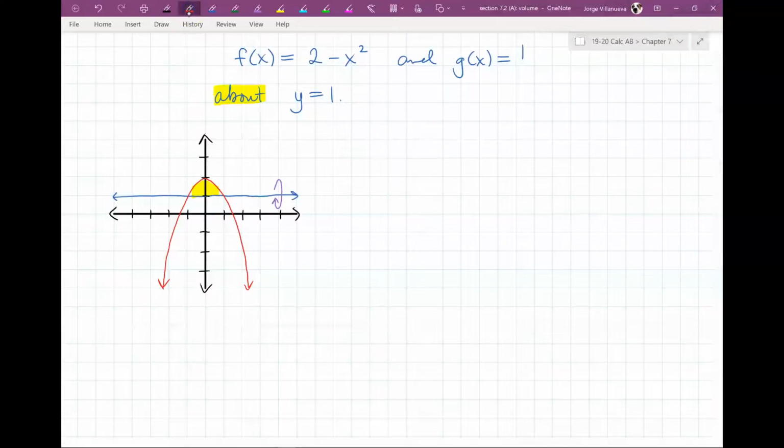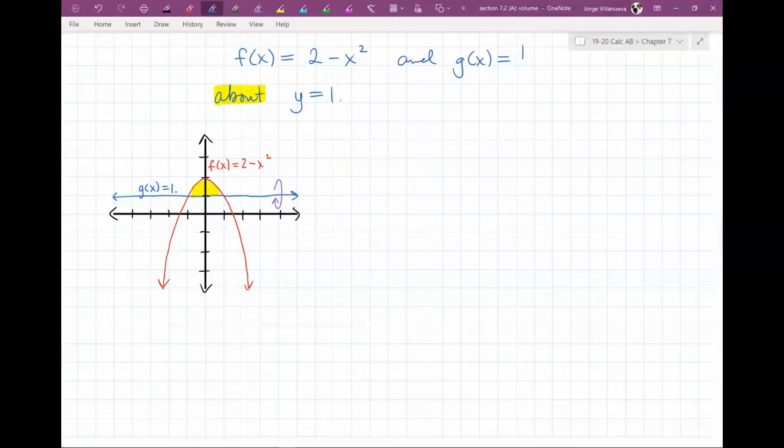What's my top function for that yellow area? Is it the red or the blue? The red, right? For the yellow area, it's the red one. So the red one would be f of x equals 2 minus x squared. What's the bottom function for that yellow area? What's the function that seals it off on the bottom? Yeah, just y equals 1, right? Or g of x equals 1. That's my bottom. So f of x minus g of x will be 2 minus x squared minus 1, right? That's what's going to go inside.